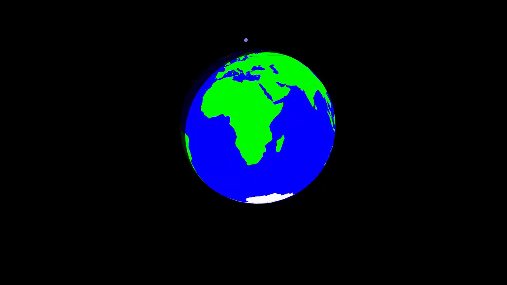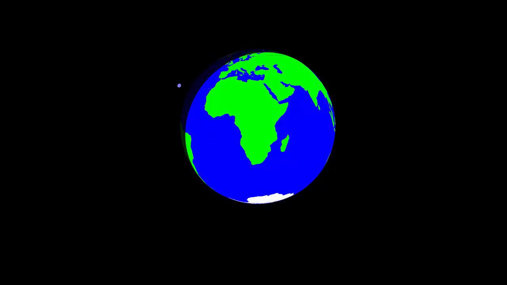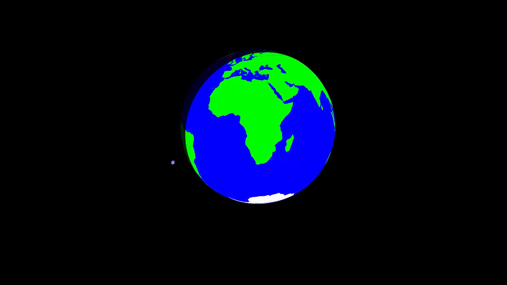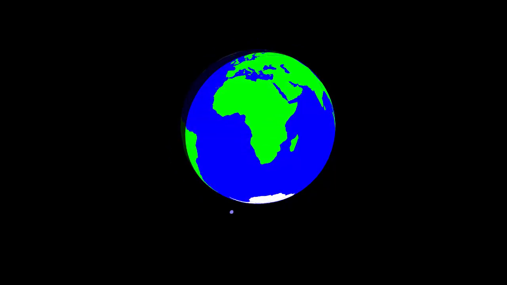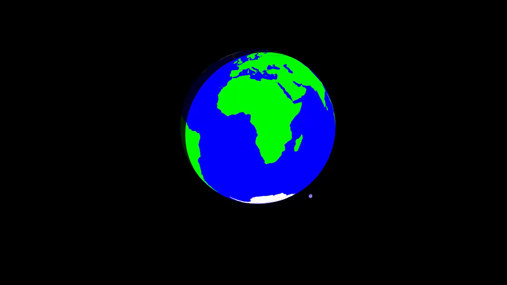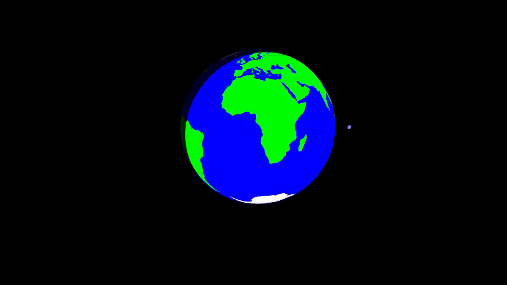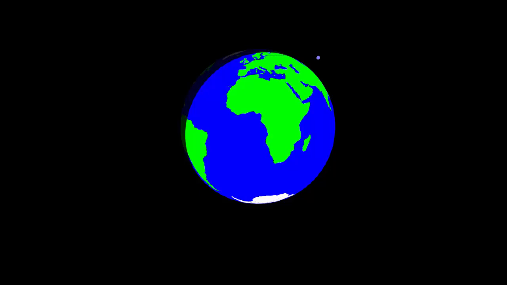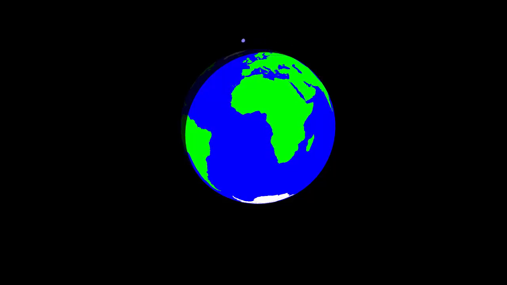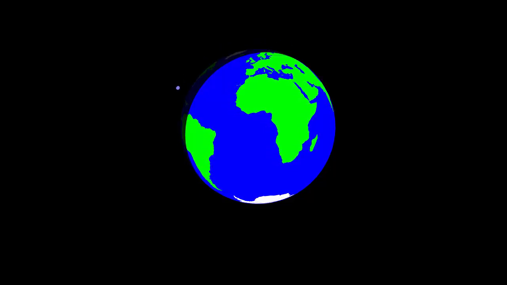Here we see an animation of a satellite going around the Earth. According to Newton, gravity is the force that's keeping this satellite in orbit around the Earth. Gravity is acting as a centripetal force, keeping the satellite in motion.